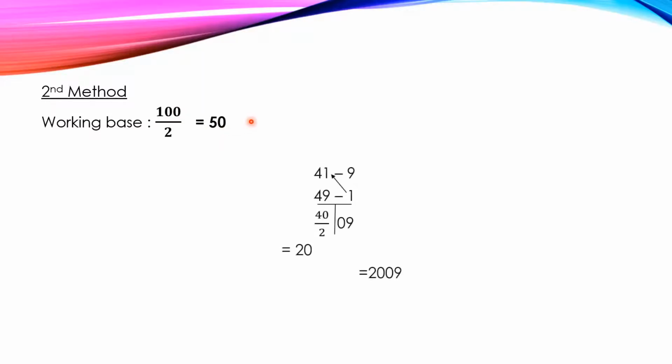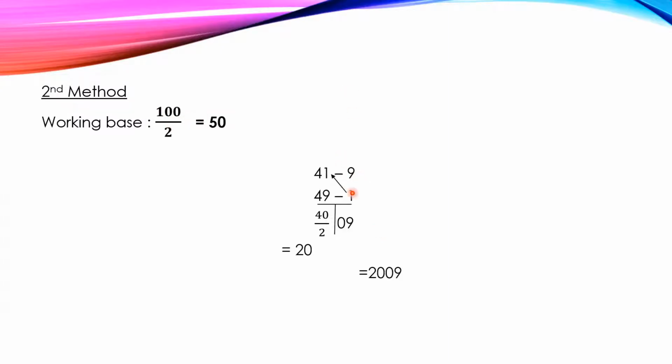Now let's see the second method. Here our working base is 100 by 2, which is 50, meaning half of 100 is 50. Here we will again see that 41 is 9 less than 50 and 49 is 1 less than 50. But here we can see that 100 has 2 zeros.